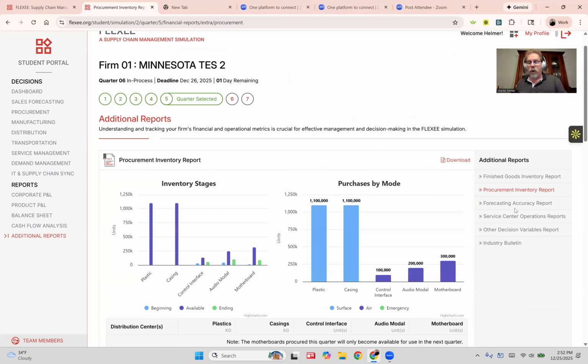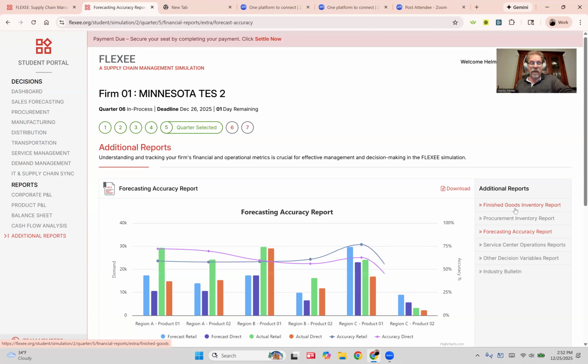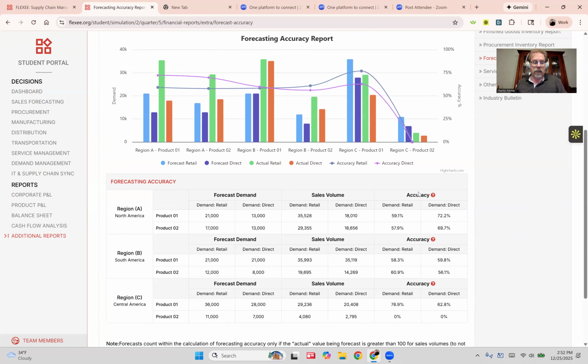Forecasting accuracy. Again, 3 regions on the left, 2 different products in each one. Here are the 2 channels, and this first part is what you forecasted and what the actual demand was, whether it was enough or not, and what that is in percentage. And we show you up on top what that looks like.